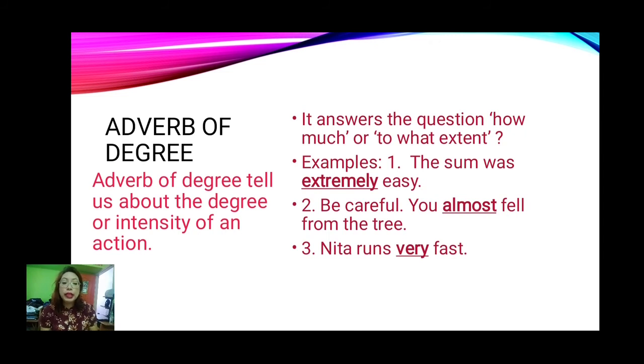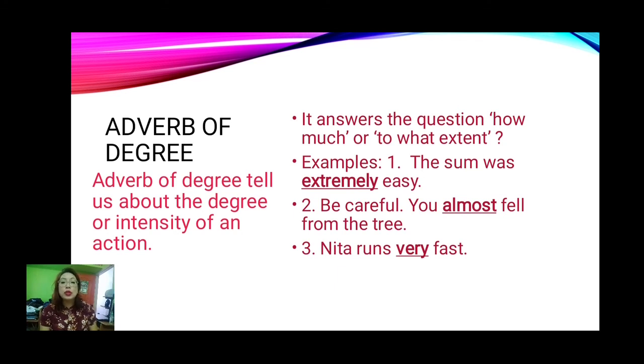Number two, be careful. You almost fell from there. So here the word almost tells us the degree to which the person might fall from the tree. And the third one, Nita runs very fast. Over here you can see very, very fast. Not a little bit, but very fast. So basically adverbs of degree tell us about the intensity or the level of the action which is being done.